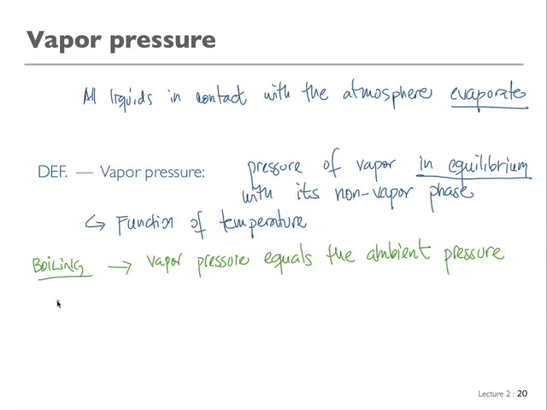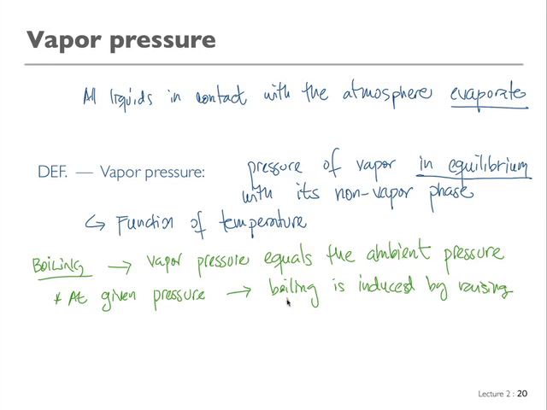That's going to be the pressure. So at a given pressure, if the atmospheric pressure doesn't change, we need to change the vapor pressure of the liquid by raising the temperature until they're equal, and then boiling will happen. Boiling is induced, as you know, by raising the temperature. And at a given temperature, boiling can be induced by lowering the pressure.